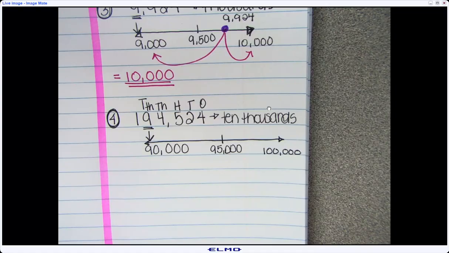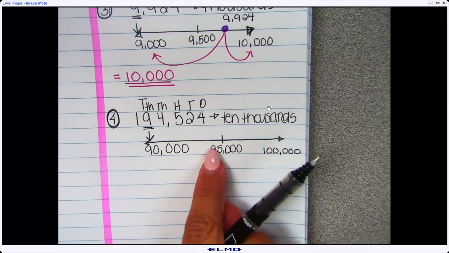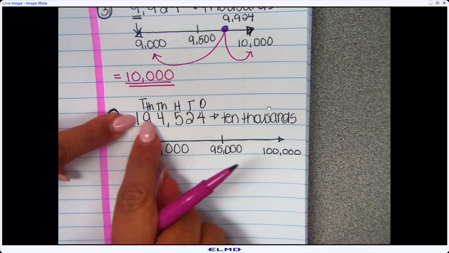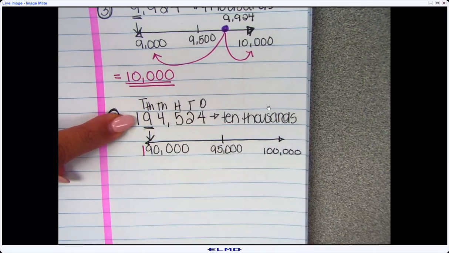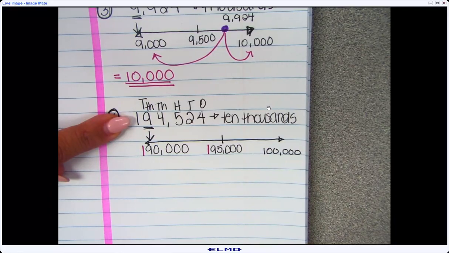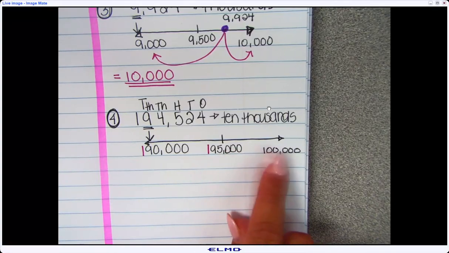Now, this is not actually 90,000, right? This is part of a larger number. This is part of 194,000. So this is actually 190,000, and this is 195,000. But look at what happens here.